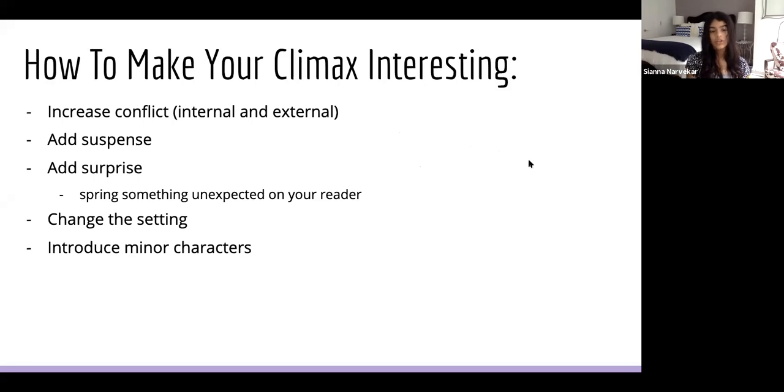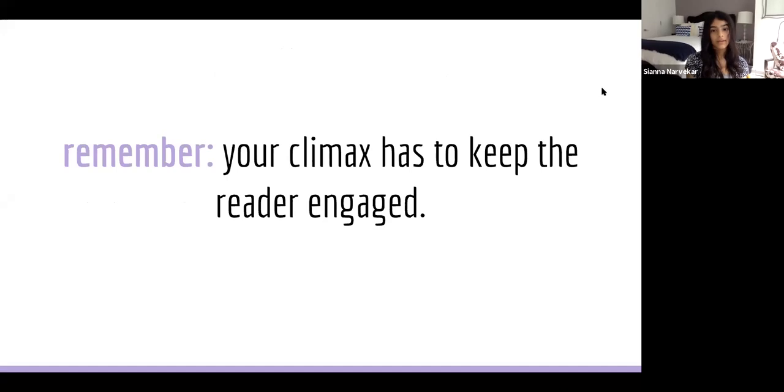Change the setting or introduce new minor characters, like a new bad person, or for example, in Cinderella, they introduced the fairy godmother. And just a big reminder: your climax has to keep the reader engaged.